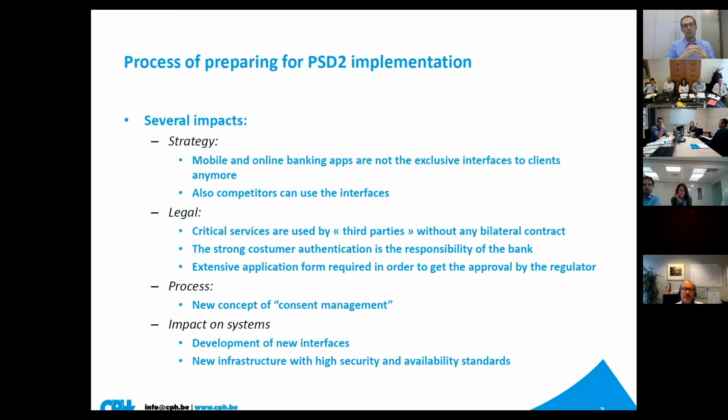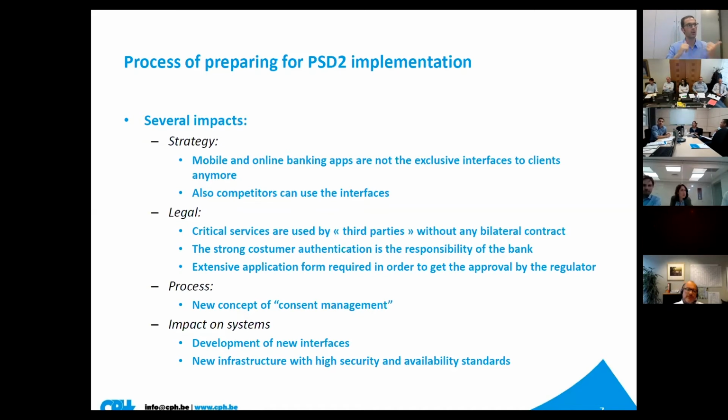In order to prepare for PSD2, there were several impacts. First of all, on the level of the strategy. Mobile and online apps are not the exclusive interface to clients anymore. In the pre-PSD2 world, account information could only be accessed, or transfers initiated, via the mobile and online apps of the bank itself. Now, other applications can also initiate transfers or have access to the data of the accounts. Also, competitors can use the interfaces. What we observe for the moment in Belgium, and I think also in other countries, is that the first TPPs, third-party providers, are in fact the other banks.